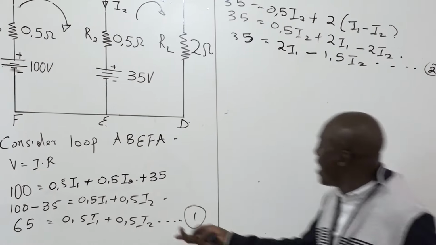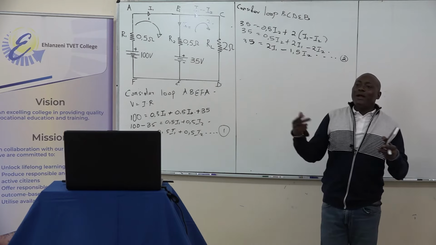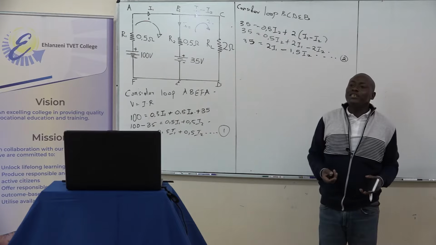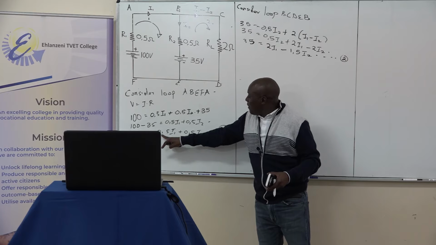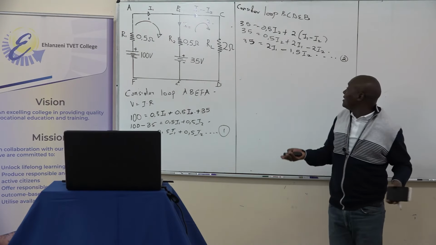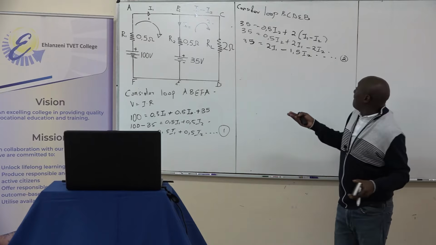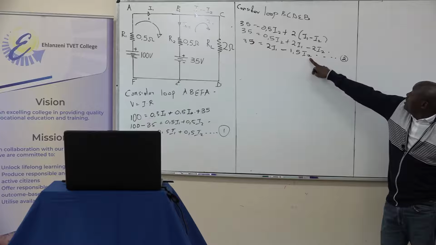If I'm taking 1 and multiplying it by 0.5, I'm still going to get 1. If I'm multiplying 2 by 0.5, I'm going to get 1. If I'm multiplying 3 by 0.5, I'm going to get 1.5. But now when I check, 1.5 is still there in equation 2.